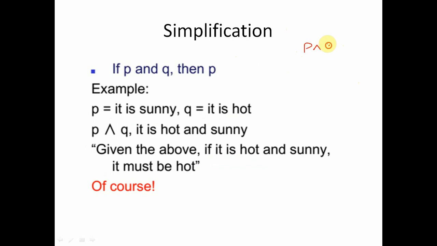Next is simplification. If P and Q is true, this is the conjunction, the AND operation. It means this must be true and this must be true. This is the property of the AND operation, that both of them have to be true for this entire proposition to be true. So this is also true and this is also true. So if this is the premise, then the conclusion can be either P or Q. It is sunny, it is hot. If I say it is hot and sunny, then it must be hot. I can also say it must be sunny.